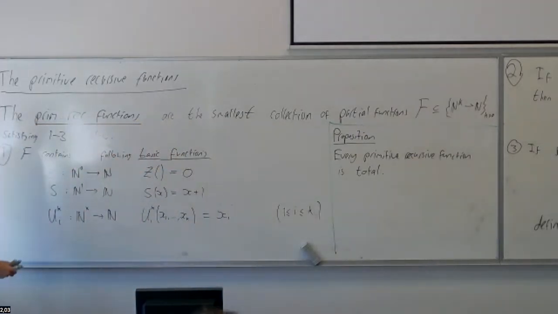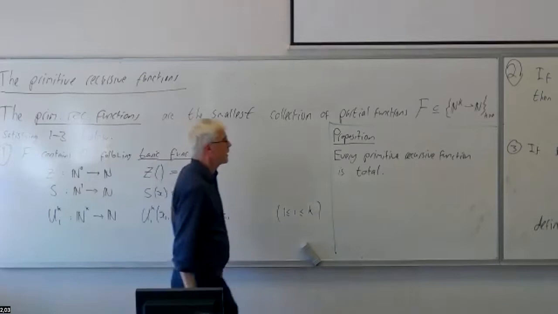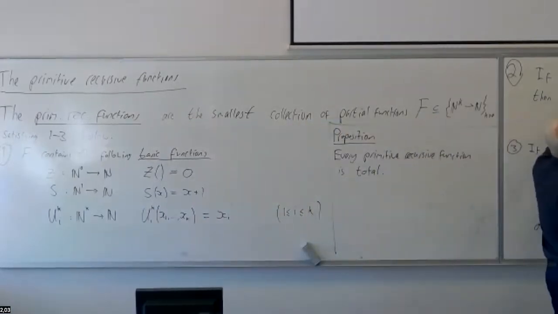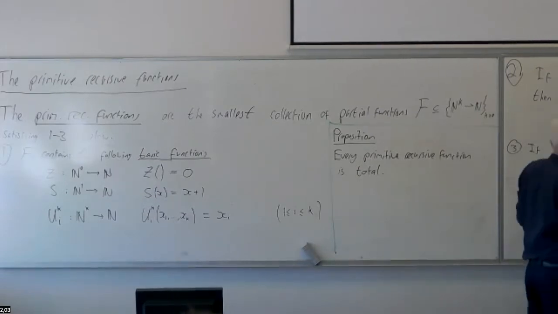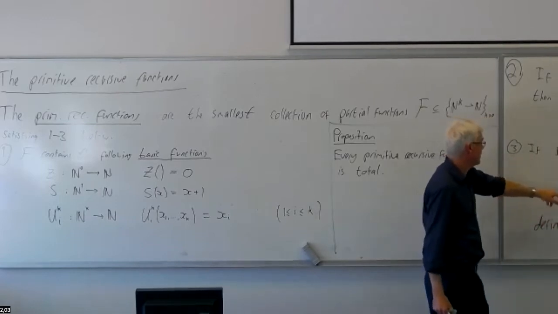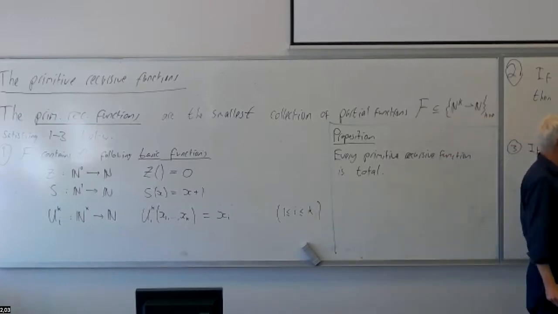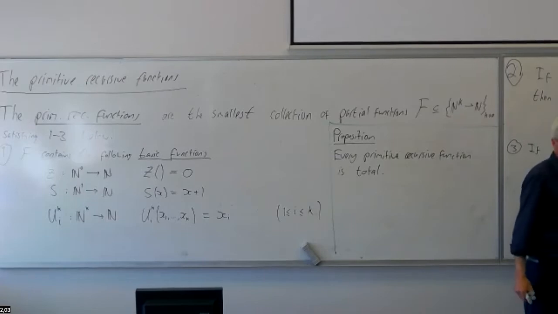So why is this? Well, the basic functions are total. And if we use this composition operation and we apply it to total functions f and g, by the way it's defined, we also get back a total function. And also if we use the primitive recursion operation, and we again apply it to total functions f and g, you can work it out from this definition, a simple proof by induction shows you that once again you get a total function back.